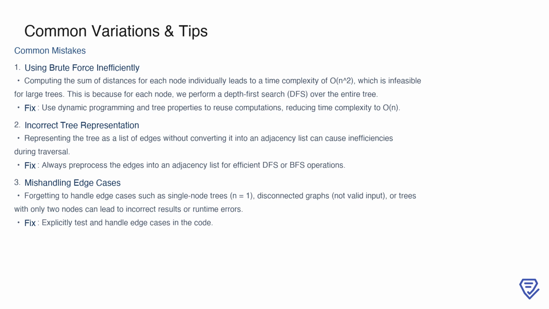Another mistake is representing the tree as just a list of edges without converting it into an adjacency list. This can lead to inefficiencies during traversal, so always pre-process the edges into an adjacency list for efficient DFS or BFS operations. Lastly, mishandling edge cases is a frequent pitfall. Examples include overlooking single-node trees, disconnected graphs, or two-node trees. Each of these scenarios needs to be explicitly tested and handled in your code to ensure correctness.